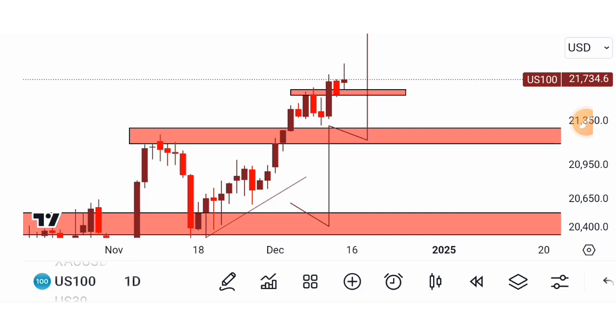What I'm doing here is just giving you my bias, and I'm not saying follow me. I'm just saying this is what I'm expecting. This is just my opinion. The market does not have to do anything I say, right? So please be aware of that.